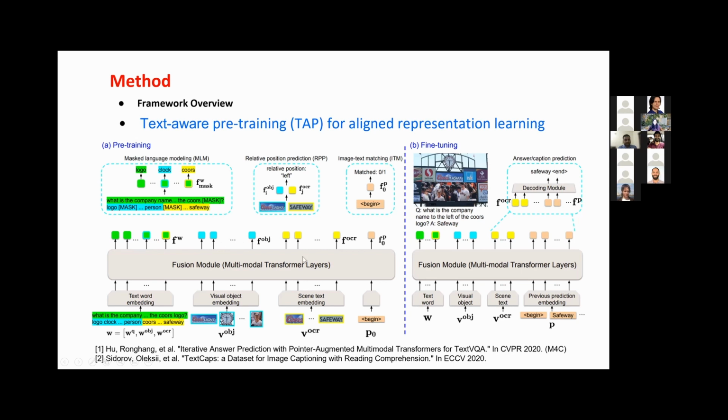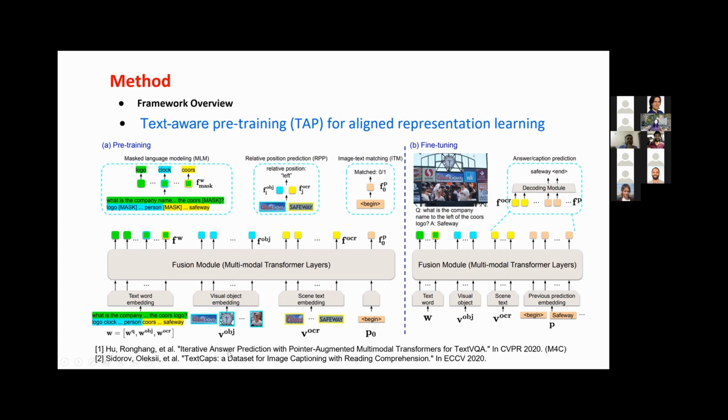object, and syntax. In the fine-tuning stage, we initialize the model with the pre-trained weights and train the model with the question answering or captioning loss. In this study, we focus on how to make the pre-training effective for syntax vision language tasks, which we refer to as text-aware pre-training.